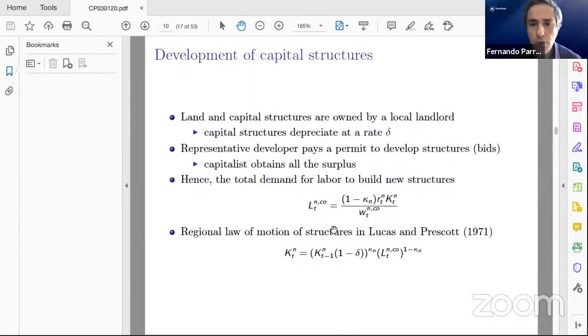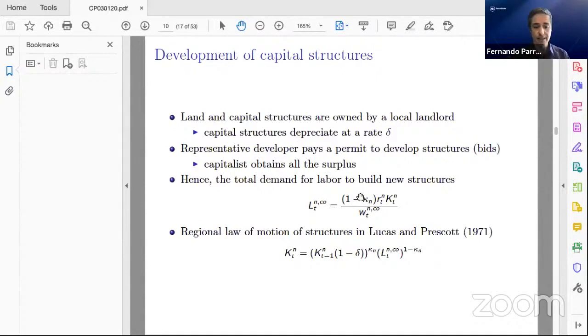The last building block is on capital structures. So we have a capitalist that owns the land and capital structure in a given location, and we have developers that pay a one-period permit to develop new structures in that location. From the developer maximization problem, we determine the demand for labor in this sector that we call construction, which is going to be used to build new structures. And one minus kappa is the share of labor needed to build new structures in location N.